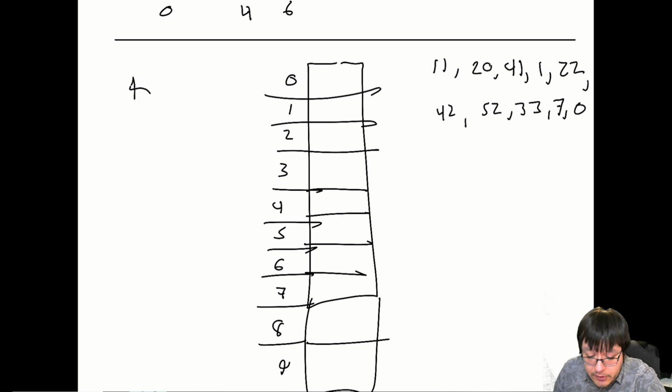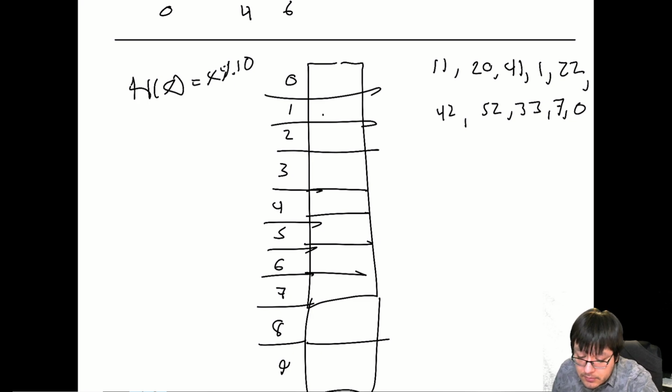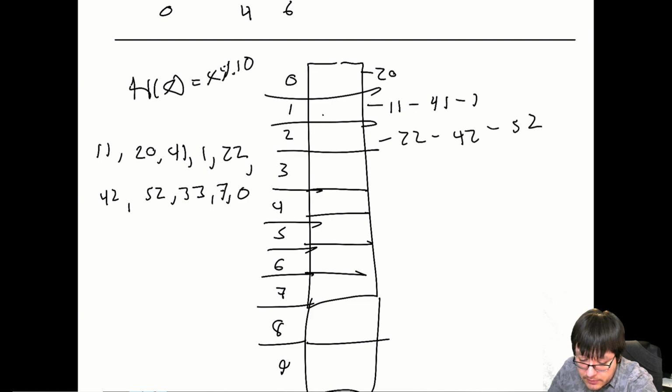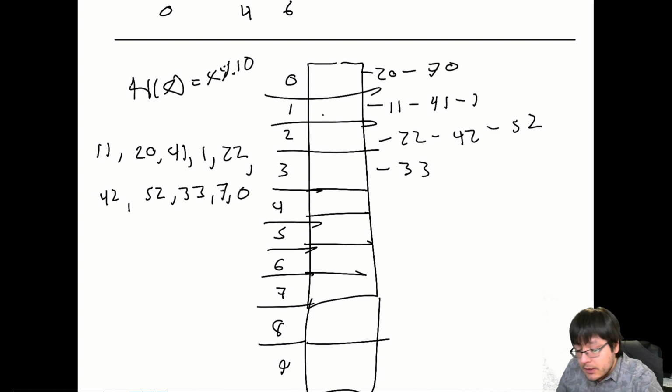Okay, so here we're using for a hash function x mod 10. And so that goes there. That goes there. This is separate chaining, so technically. Let's move this somewhere else. 11, 41, 1. That's a 40, not a 90. 22, 42, 52, 33, 17. Done. Let's do the ABL version of that.